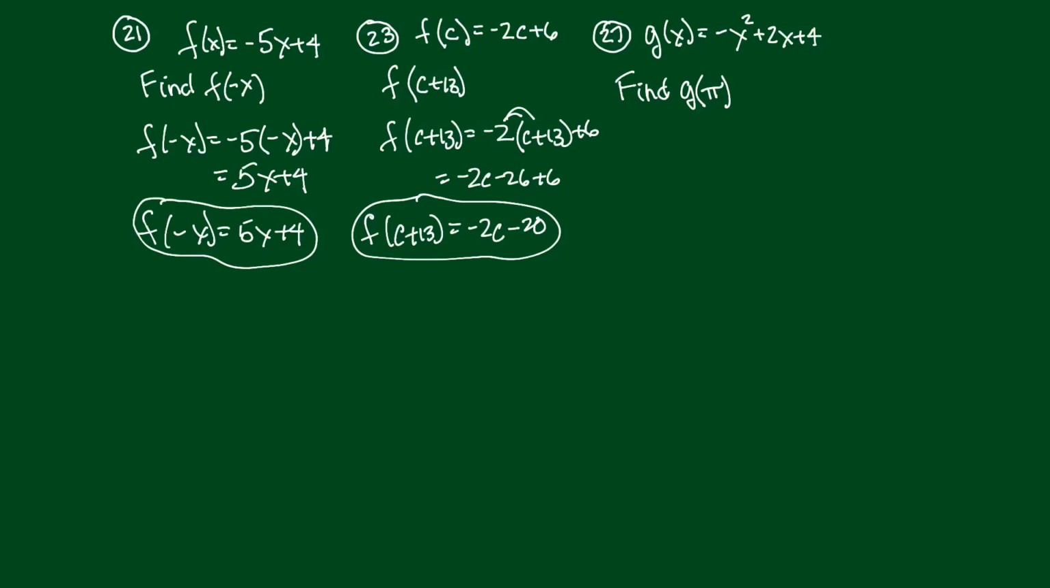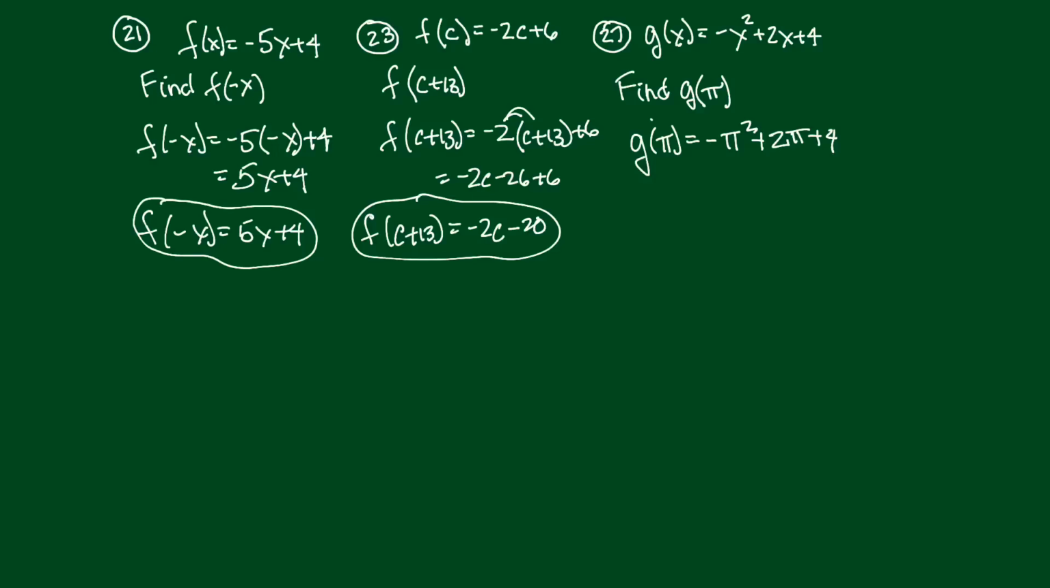Now you can see that x has been replaced with pi, so that just instructs us to replace all the x's with whatever we have in here, pi in this case. So we're going to have that g of pi is equal to, now take that pi, put it right here, that'll give us -pi squared plus 2 times, now take that pi and put it right here, -2 pi plus 4.